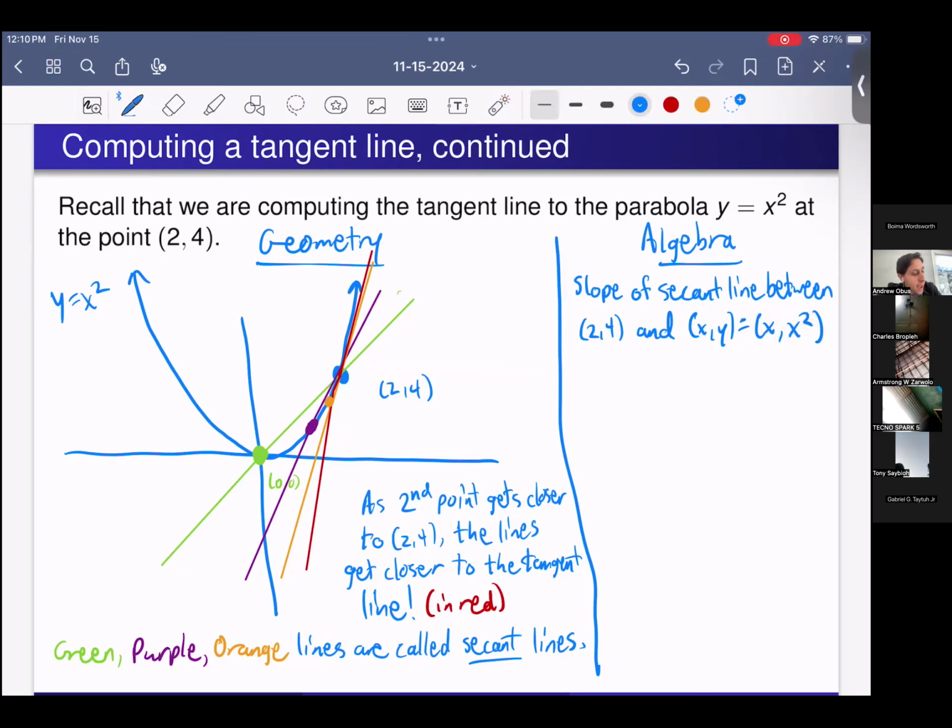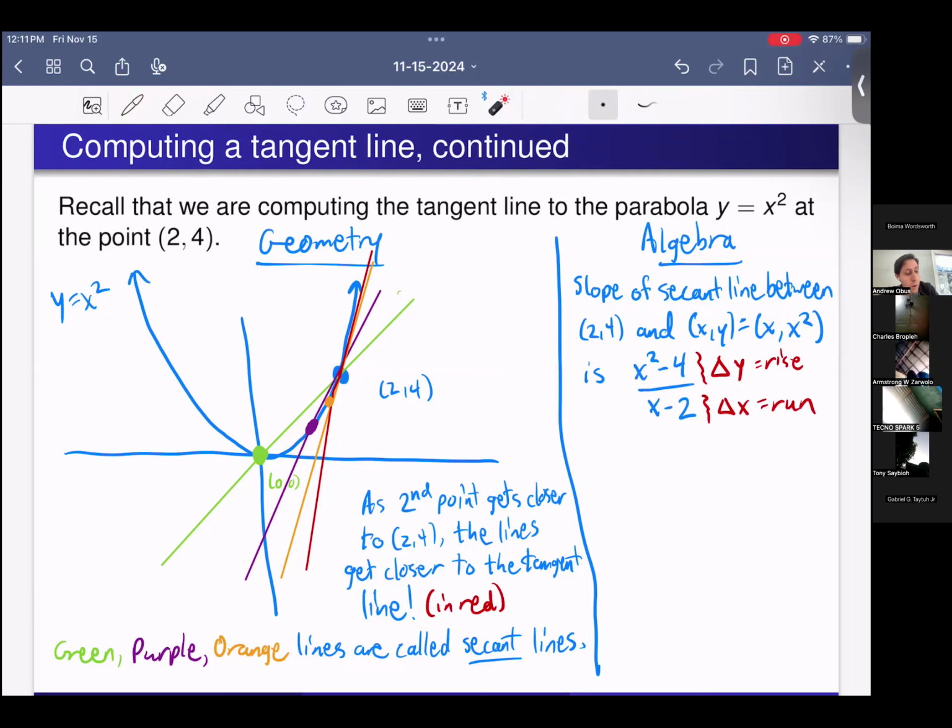So the slope of this secant line is, well, we have to take the change in y values. That's going to be x squared minus 4 divided by the change in x values, which is x minus 2. This is what I'm going to call delta y, the change in the y values, and this I'm going to call delta x, the change in x values. Or you could just call this the rise, and this the run. Okay, so if I just said, here's a point 2, 4, here's a point x comma x squared, what's the slope?